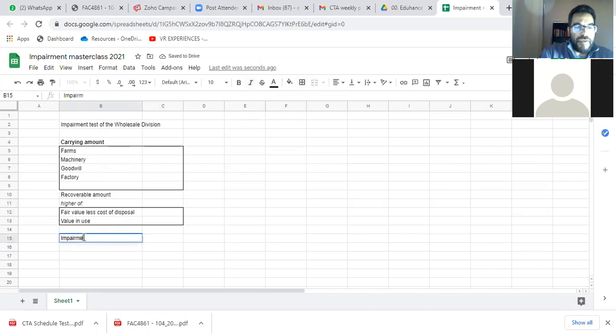Then we will have an impairment loss. Okay, so remember, you will only have an impairment loss if the carrying amount exceeds the recoverable amount. Why will you have an impairment loss? Because if the carrying amount exceeds the recoverable amount, then the carrying amount recognized on the statement of financial position is more than the maximum future economic benefits. However, if the carrying amount is less than the recoverable amount, then there's no impairment. Okay, so just be aware of that.